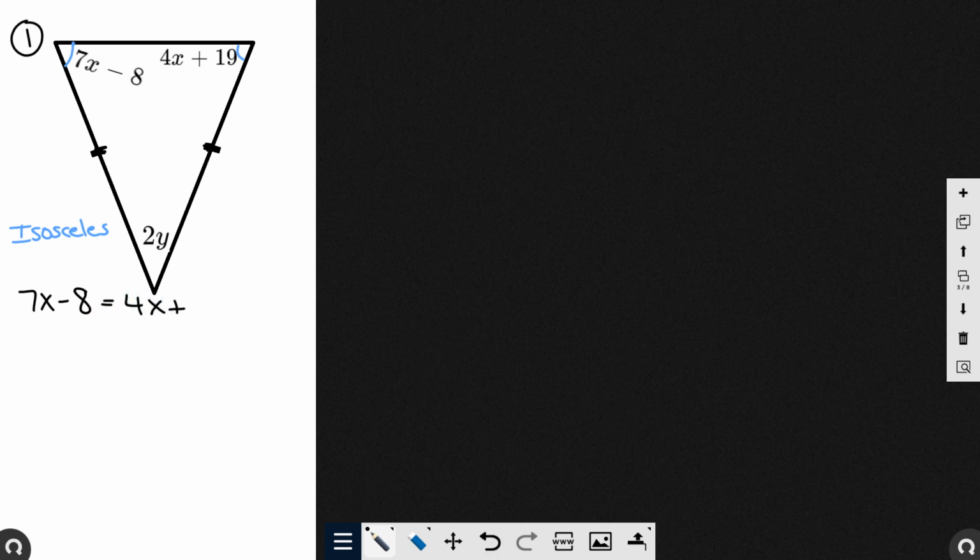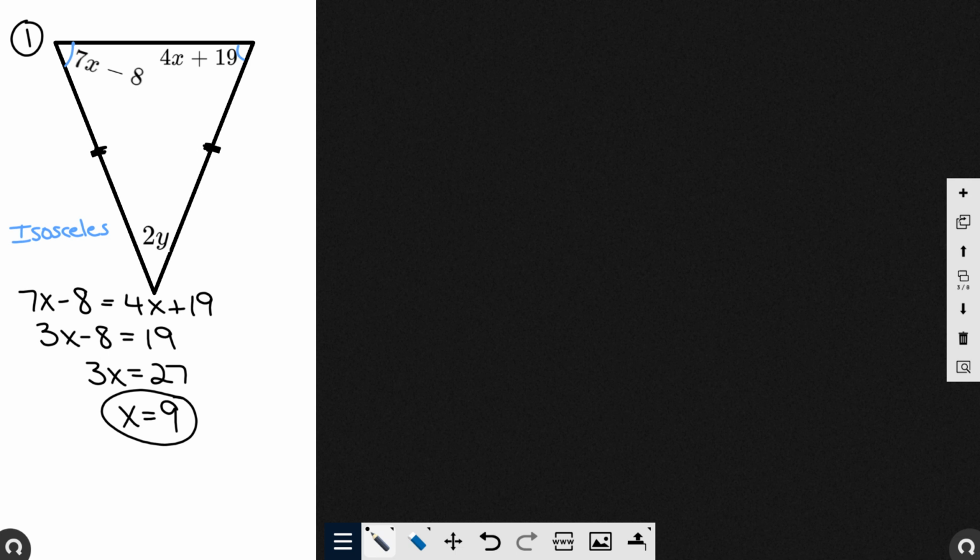7x minus 8 equals 4x plus 19. Now, what would you do to solve this? Minus the 4. So if we minus 4 from 7, 7 minus 4 is 3x minus 8 equals 19. And then we would add 8. So what's 19 plus 8? And our last step, so x would equal 9. Good.